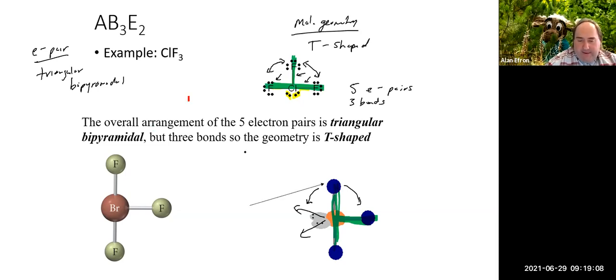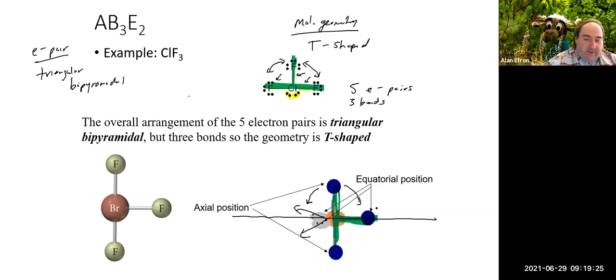By the way, as we talked about before, we get these different positions of these atoms. Along the axis here is axial positioning. And you could think about it through the middle there, the equator, if you will, equatorial positioning that's basically happening. So 5 electron pairs, but only 3 bonds gives us a molecular geometry shape of T-shaped.